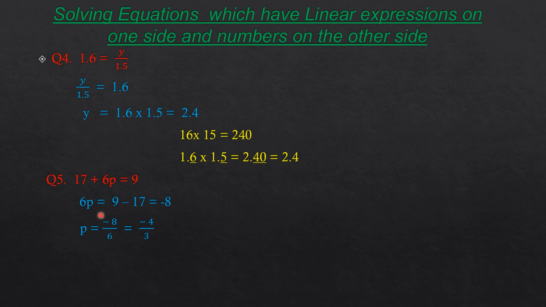Here 6 is multiplied with p. Now transposing, we have to do division. So p is equal to -8 divided by 6. We can simplify it and our answer becomes -4/3. So the solution of the equation is -4/3.